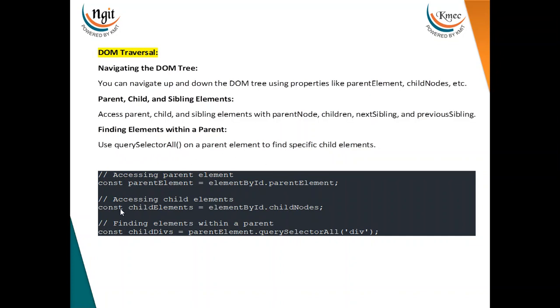Here is an example which shows how to access the parent element. const parentElement equals element by id dot parentElement, which gives you the parent element. The child elements, that is childNodes, give you the child nodes, stored in the child elements variable. Finding elements within a parent, you can use querySelectorAll with div. This will give all the child divs.